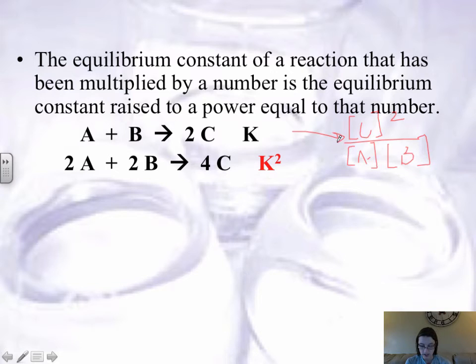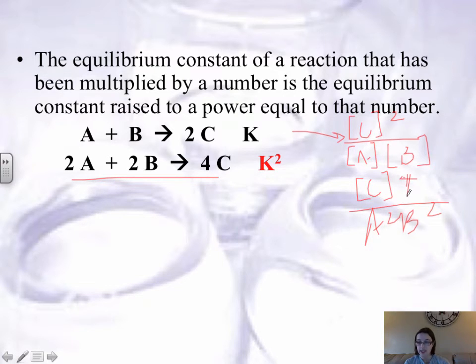When we multiply the actual reaction by 2, we now have C to the 4th over A squared times B squared. Notice that we aren't simply multiplying them by 2. We're actually changing the exponents. So instead of just having K, we have K squared now. If you're multiplying the reaction by 2, the equilibrium constant is raised to the power of 2. If we multiply it by 3, then K becomes K cubed.